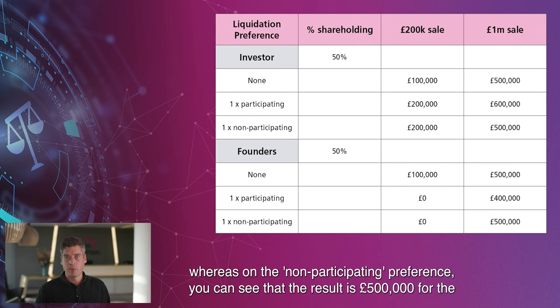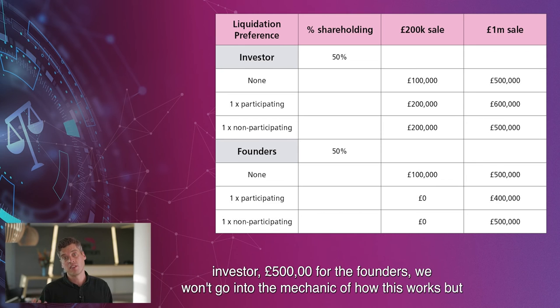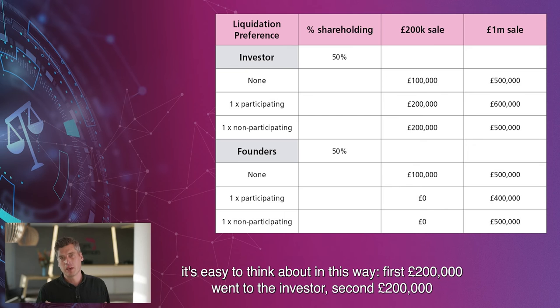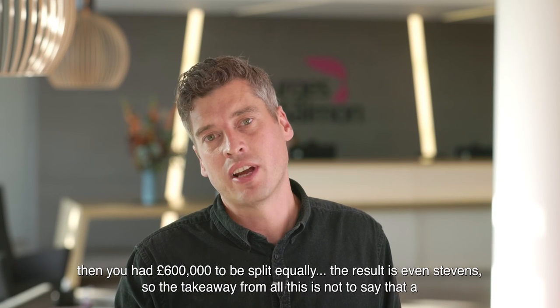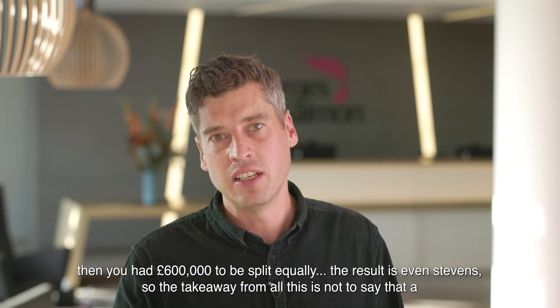Whereas on the non-participating preference, you can see that the result is 500,000 for the investor, 500,000 for the founders. We won't go into the mechanic of how this works, but it's easy to think about it in this way. First 200,000 went to the investor, second 200,000 went to the founders until they reached parity, till they caught up, and then you had 600 grand to be split equally, and the result is even Stevens.